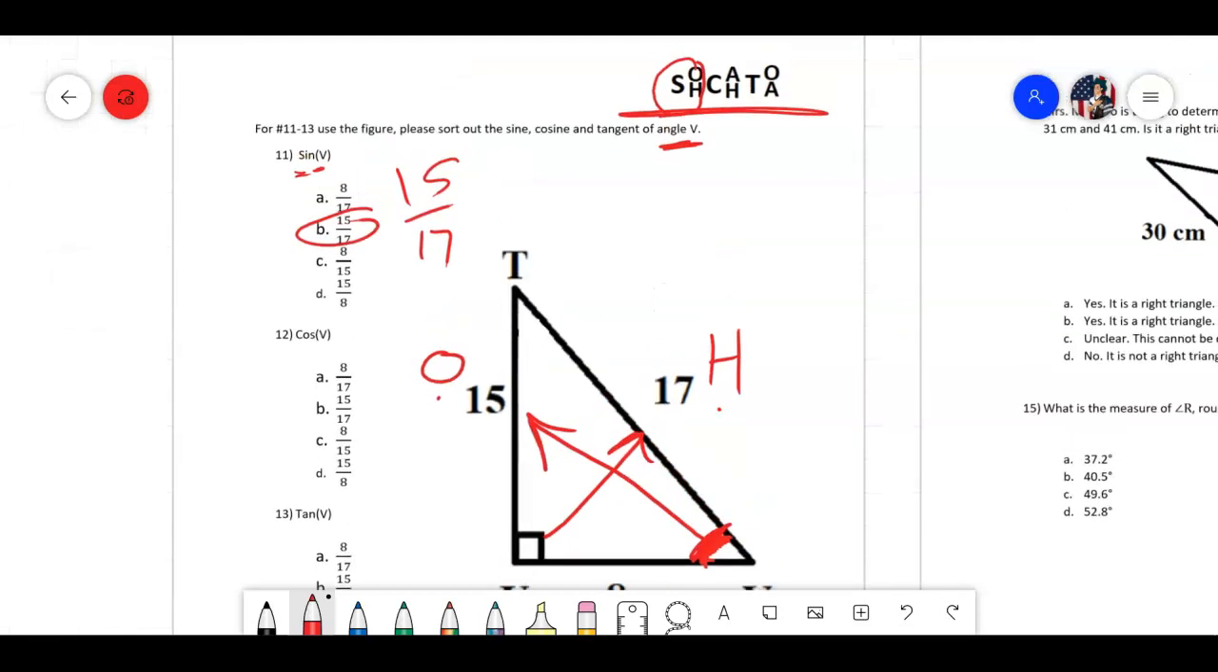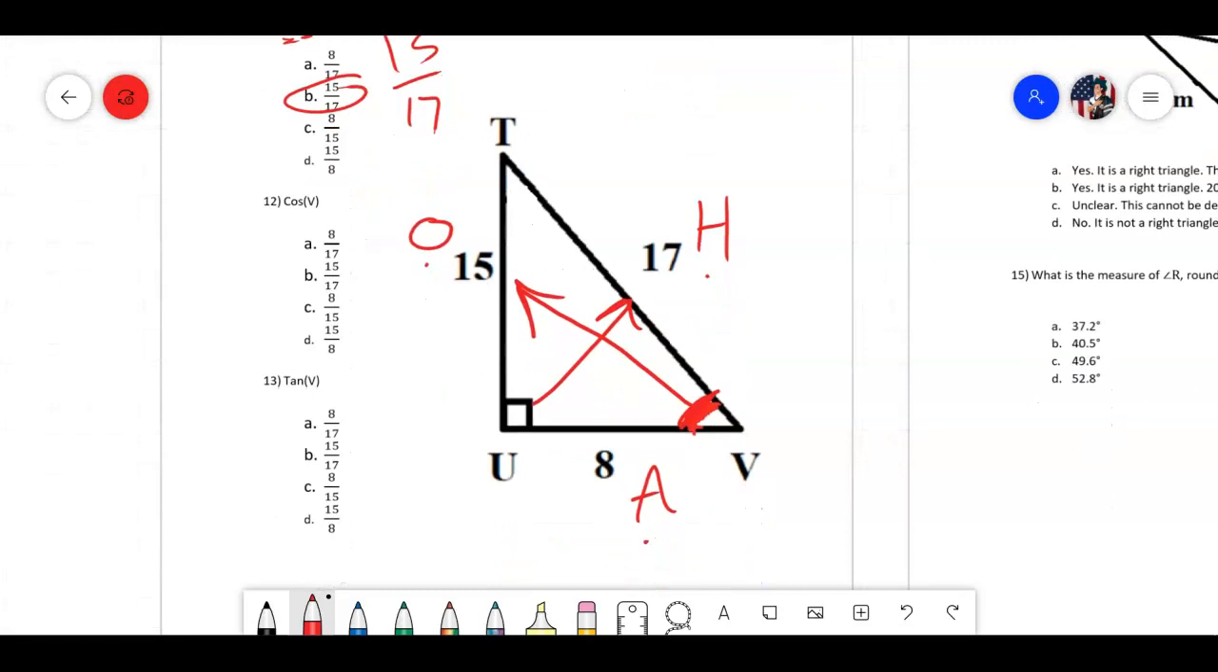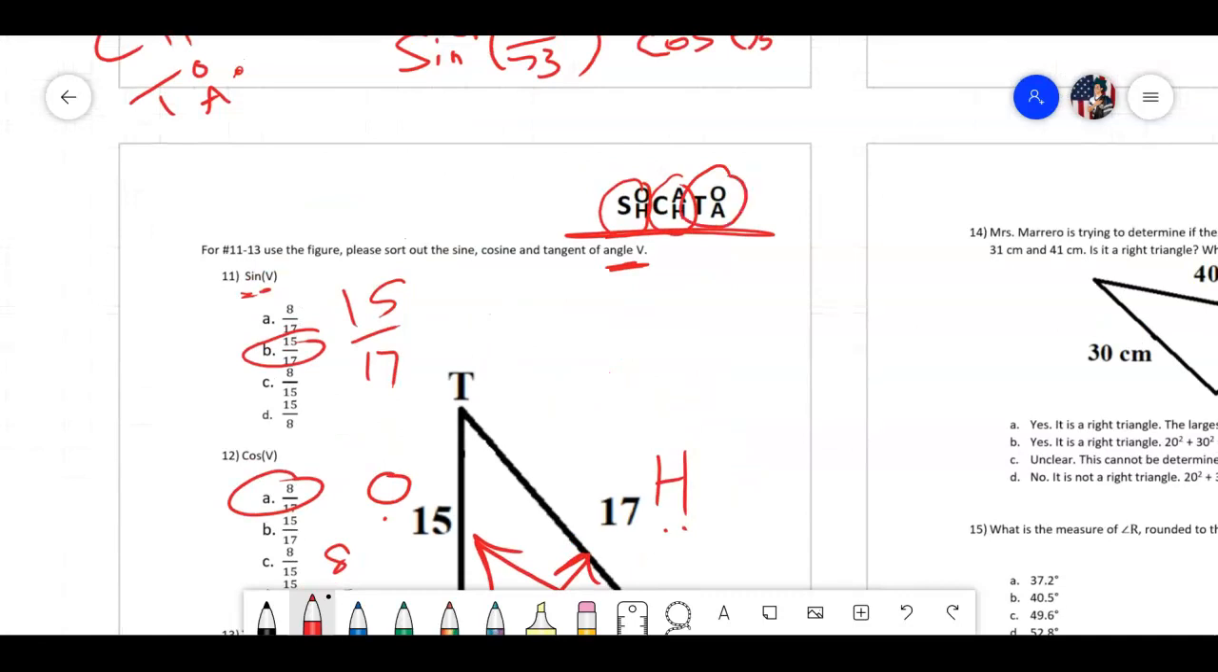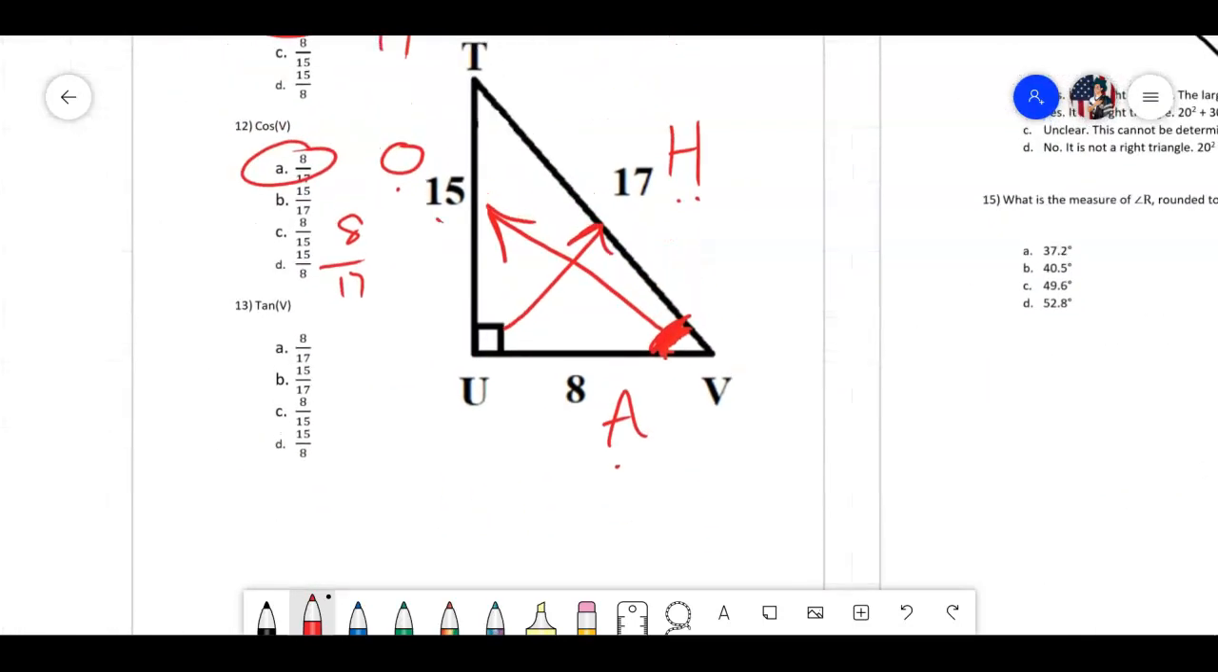Okay, 12 is cosine. CAH, A over H. So A over H is going to be 8 over 17. That's going to be letter A. And then tan, well, we know tan is TOA. So O over A is going to be 15 over 8, which is going to be letter D. Not too bad.